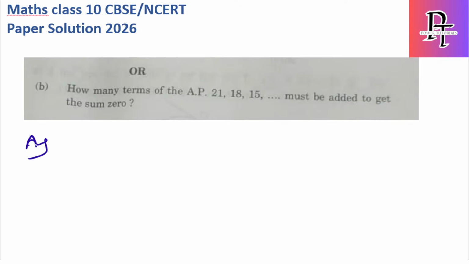So next one, how many terms of AP must be added to get the sum as 0. So here they are saying we need to find the n value, where the sum, that is Sn, is 0. What they have provided: a value is the first term, which is 21. What is the d value? If you notice, 18 minus 21 is minus 3. So I will write it also, 18 minus 21 is equal to minus 3.